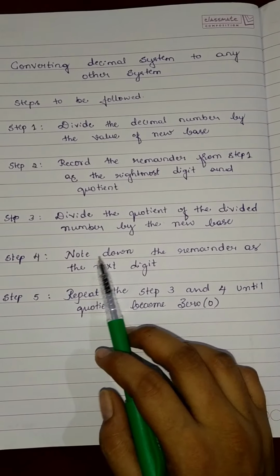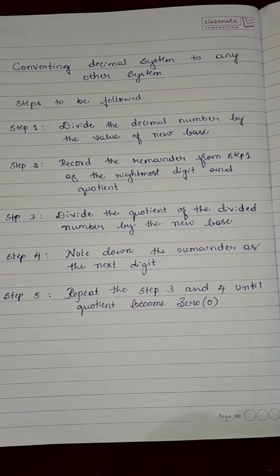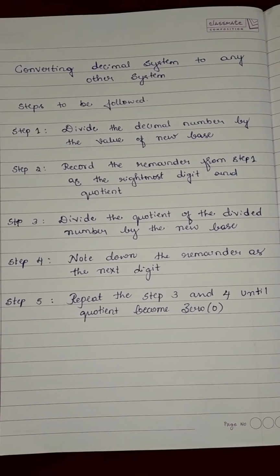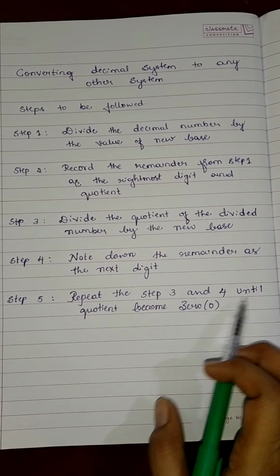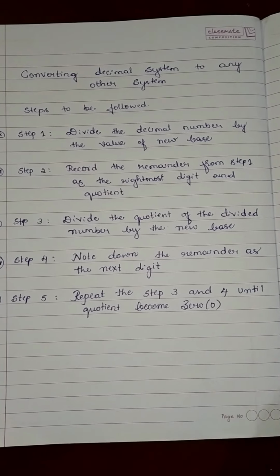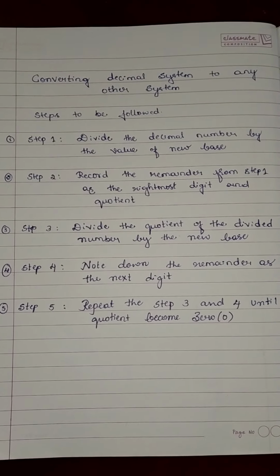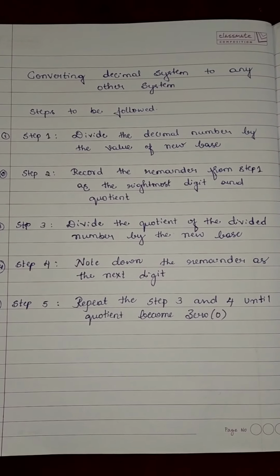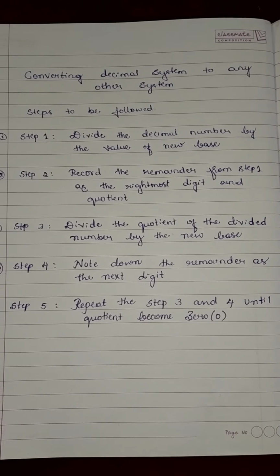Then note down the remainder as the next digit. Then we repeat step 3 and step 4 until the quotient becomes 0. So we have to follow these steps until the quotient value becomes 0. Now we'll see a problem, then you can understand.